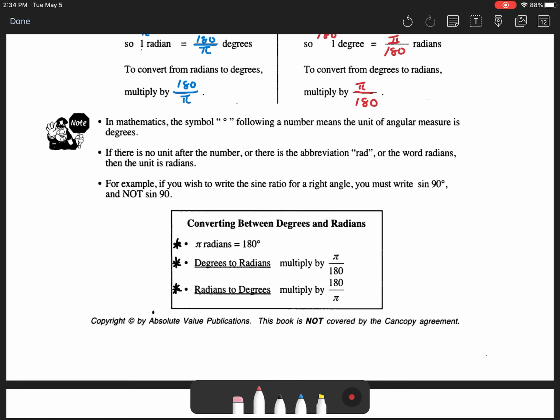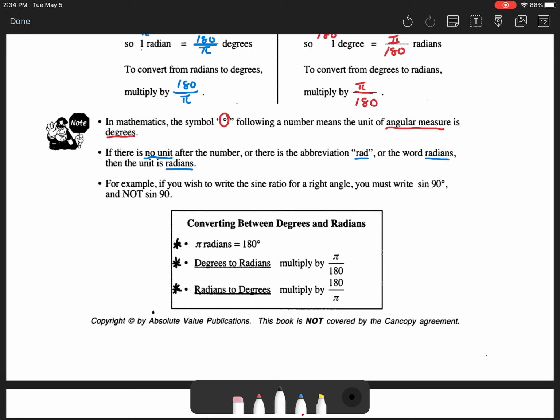Now, up above, before we move on, the guy with the fake stop sign, some very important things. Okay, in math, when we see this symbol, that means we are talking about angular measure, and it is going to be in degrees. This is really important. If there is no unit after the number, or you see rad, or you see the word radians, then we are talking about radians.